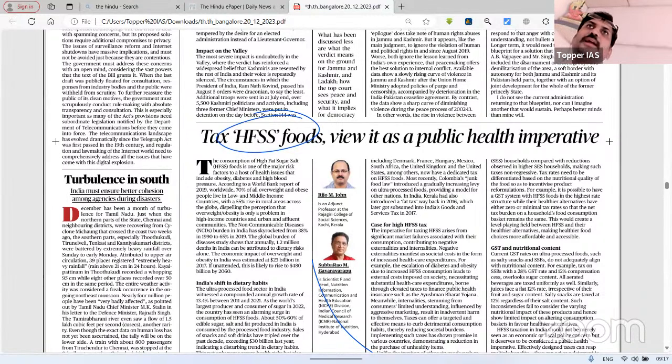Tax is there or not for your Lays packet, correct? So then what are they telling, tax HFSS foods? Okay, just like sin goods. What is a sin good? Like tobacco, liquor. Okay, that is called a sin tax. Not the water one, SIN, sin tax. So this high fat, salt and sugar, you consider it, because it is also damaging to health. So please put a higher tax on this.